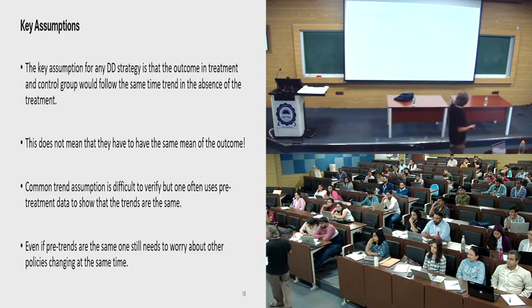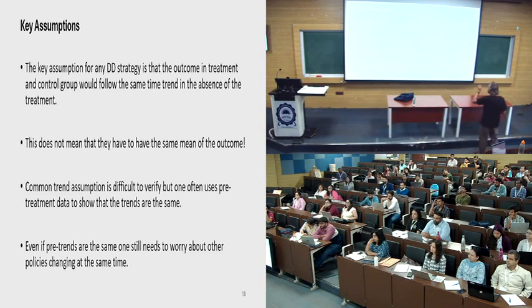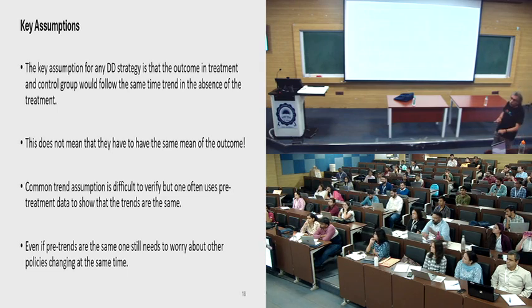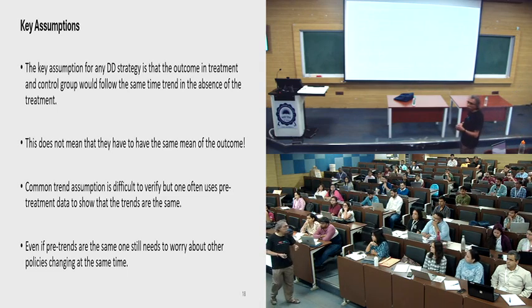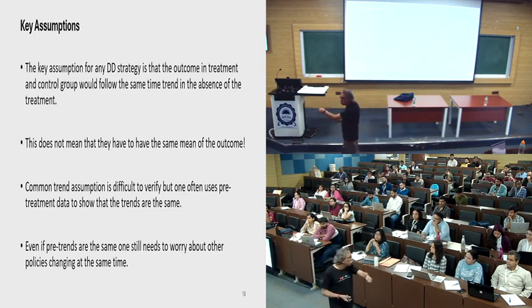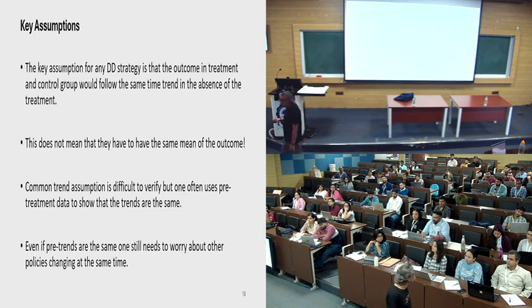Okay. So even if pre-trends are the same, one still needs to worry about other policies changing at the same time. It gets more complicated when three, four, five policies have taken place over two years, and you need to identify what you can attribute to this policy change versus policy change X or policy change Y. That gets more complicated. Fine? Clear?